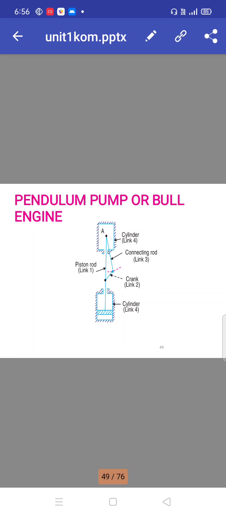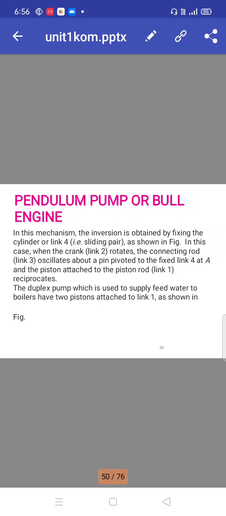So, pendulum pump or Bull engine. In this mechanism, the inversion is obtained by fixing the cylinder or link 4, that is a sliding pair. In this case, when the crank link 2 rotates, the connecting rod link 3 oscillates about the pin pivoted to the fixed link 4 at A, and the piston attached to the piston rod link 1 reciprocates. The duplex pump, which is used to supply feed water to boilers, has 2 pistons attached to link 1.